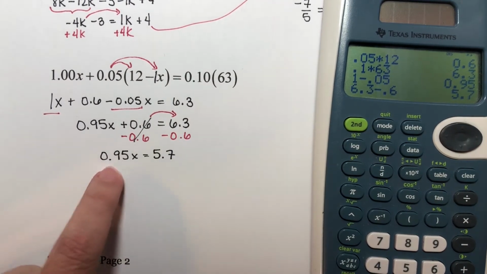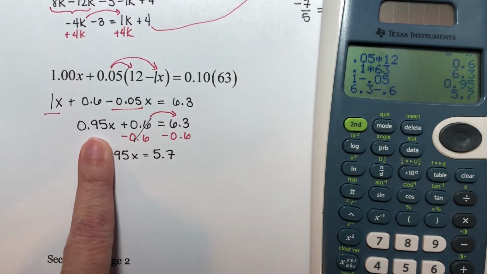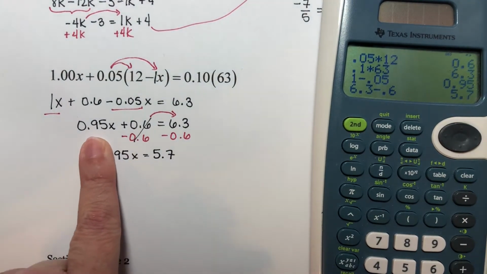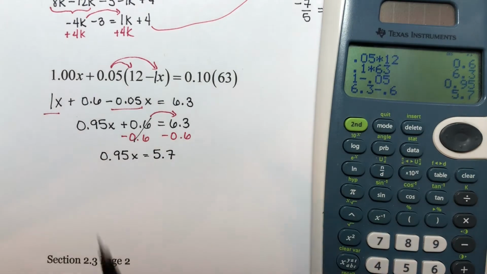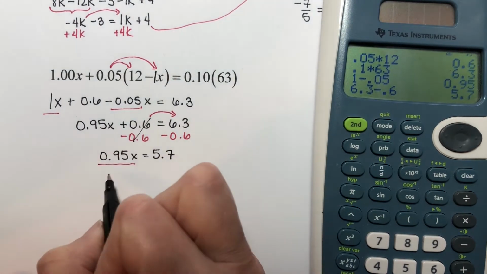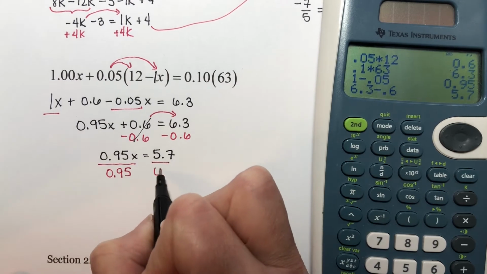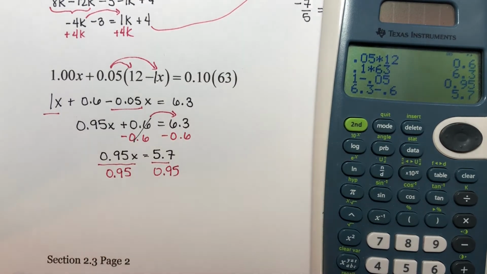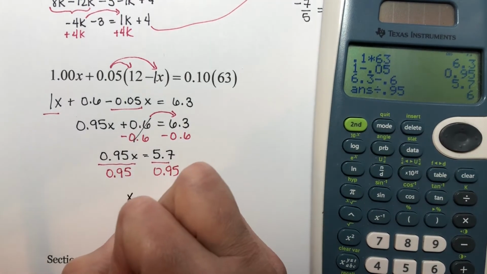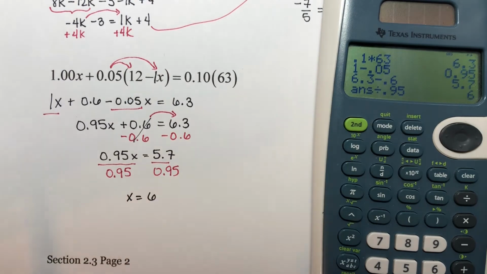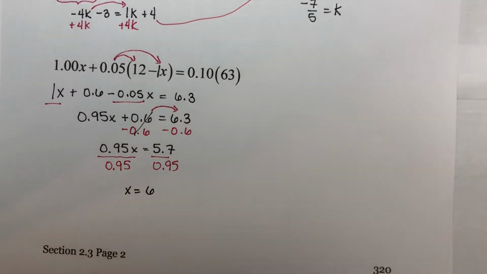Now this is 0.95 times x. If this were 95x, I would divide both sides by 95. That doesn't change because it's 0.95 instead. Divide both sides by 0.95. 5.7 divided by 0.95, and you get 6. x equal to 6. And 6 is your answer. Okay.